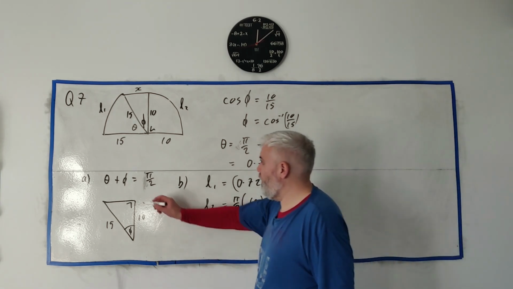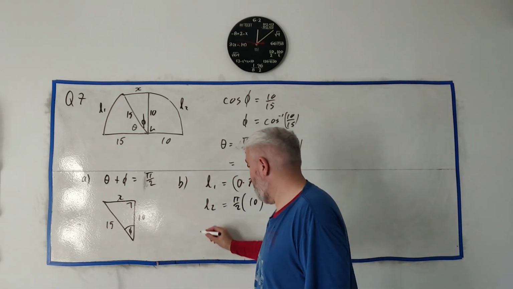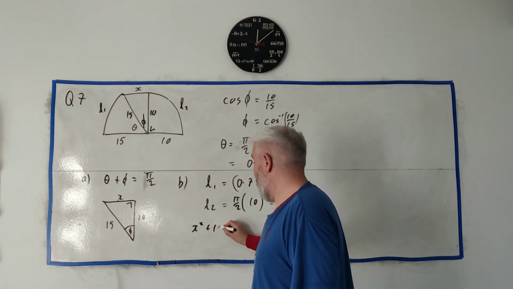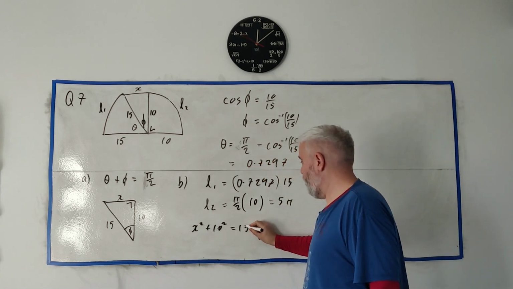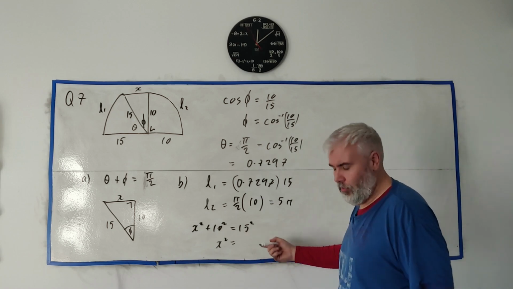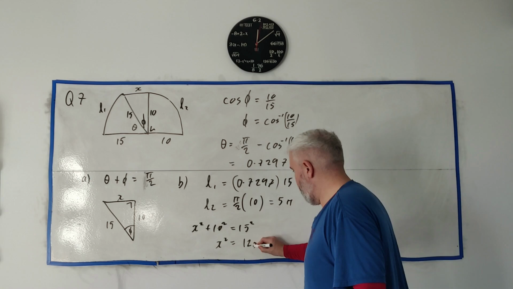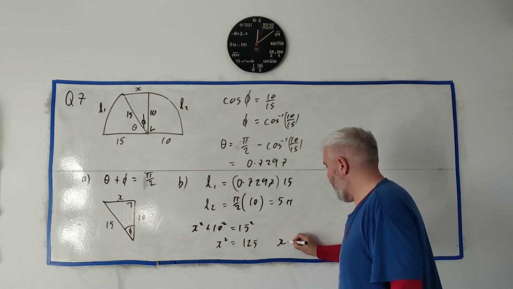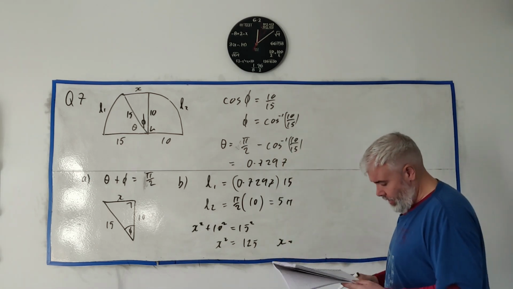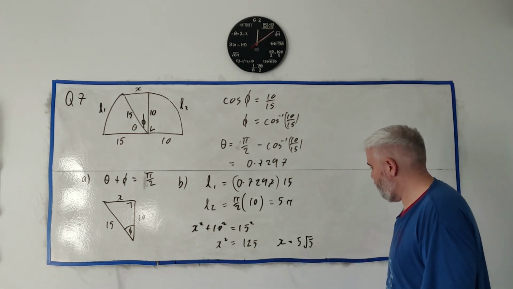And then finally, they want to know x. X is here, x is here. That's just Pythagoras' theorem. x squared plus 10 squared is equal to 15 squared. So x squared is 225 minus 100, which is 125. x has to be positive, so x is 5 square root 5.